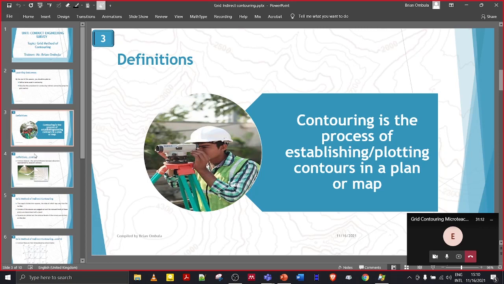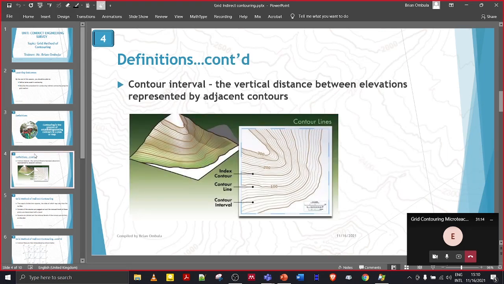We also have something called contour interval. Contour interval is the vertical distance between elevations represented by adjacent contours. I believe all of you can see the image here. Can you see the image on this slide? It is labeled index contour. You can also see a contour line, and you can also see the contour interval. The contour interval is the vertical distance between two points represented by contours on a map.